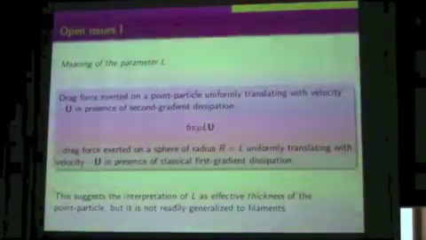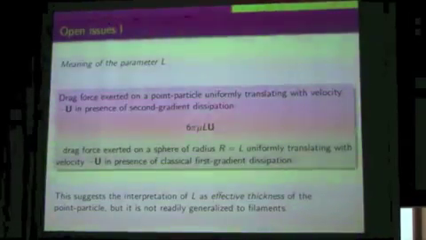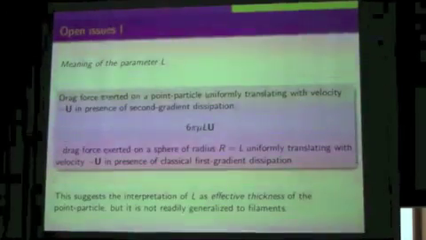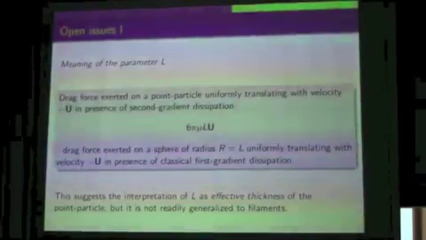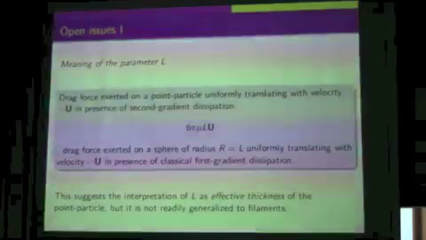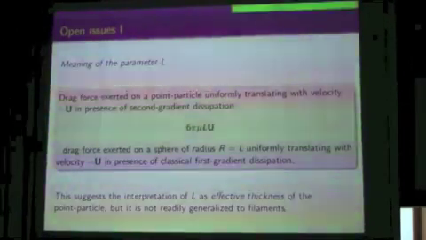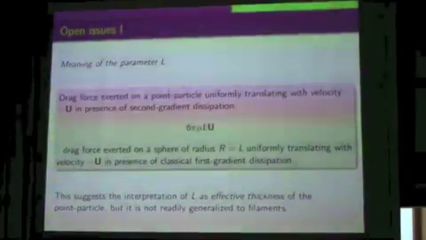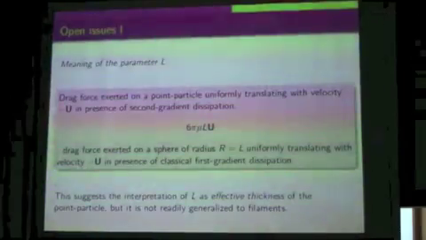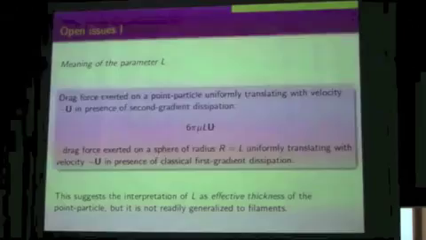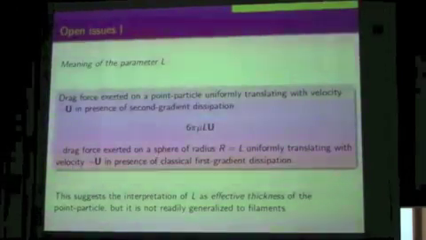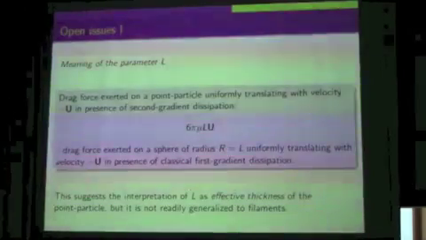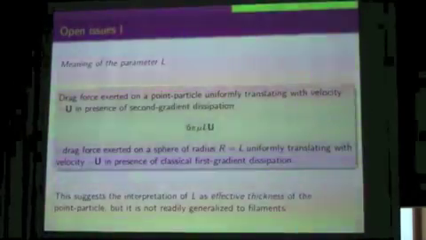First, the meaning of the parameter L. I have a hint, but it is not a proof. I computed the drag force exerted on a point particle uniformly translating in a fluid with velocity, let's say, minus u, with second gradient dissipation. And that drag force is 6 pi mu L, which is the new parameter, times the velocity u. But you see that that quantity is exactly the drag force exerted on a sphere of radius L in a classical fluid. That is the 1851 result by Stokes, Stokes formula. So this suggested the interpretation of L, this parameter, as an effective thickness of the one-dimensional or zero-dimensional object in this case.